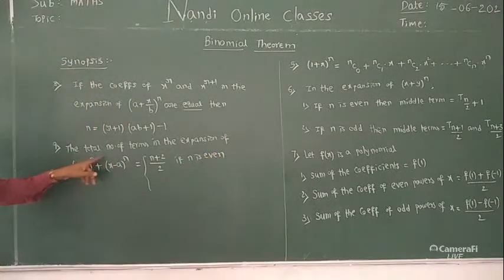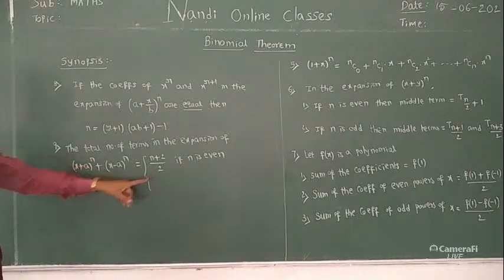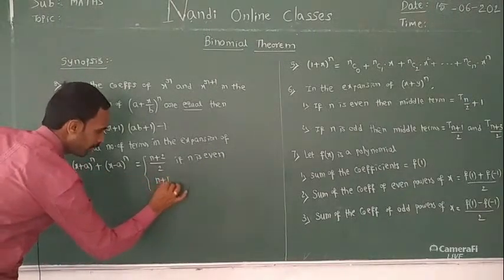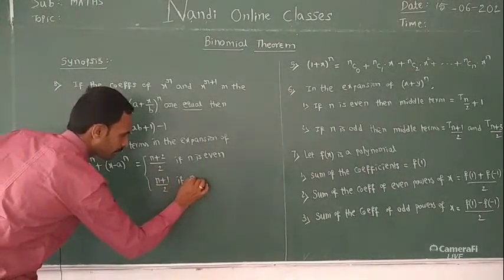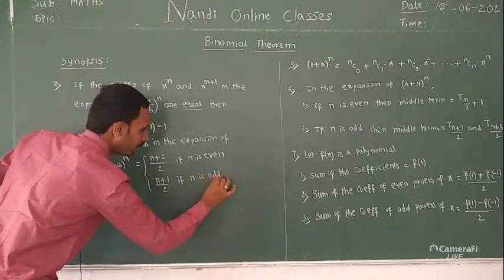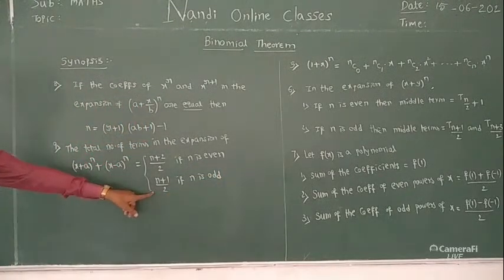Suppose the power is an even number, we will use this formula. n plus 1 by 2 if n is odd. Suppose n is an odd number, we can use this formula.